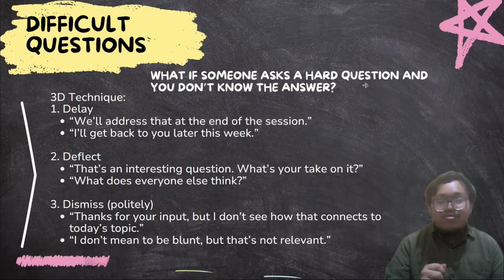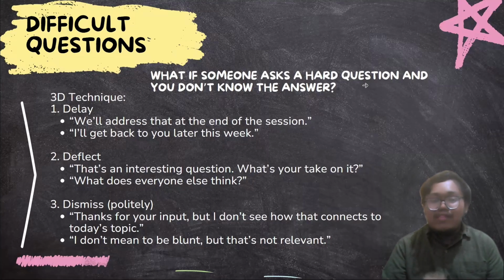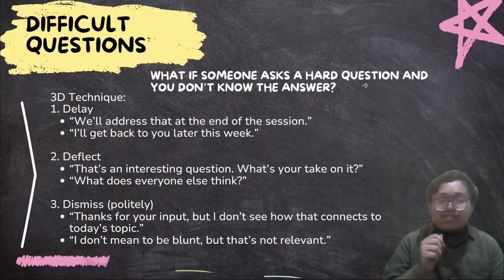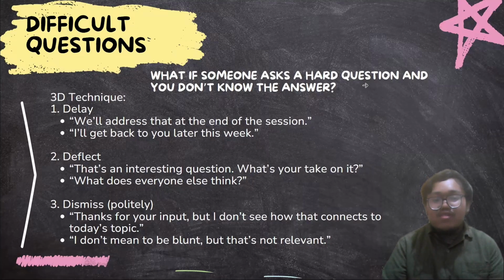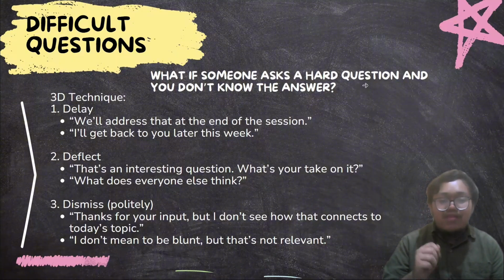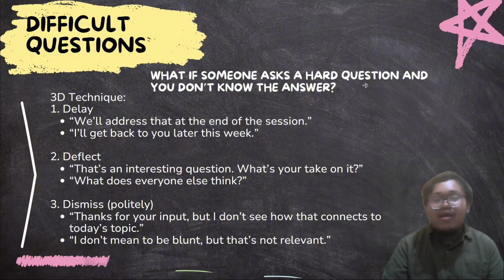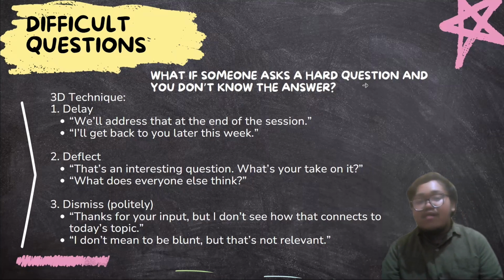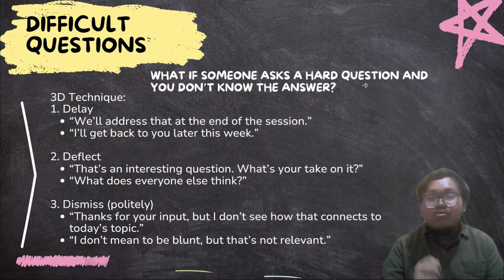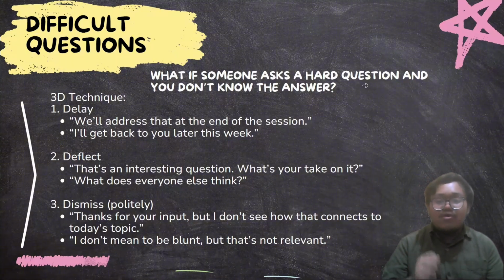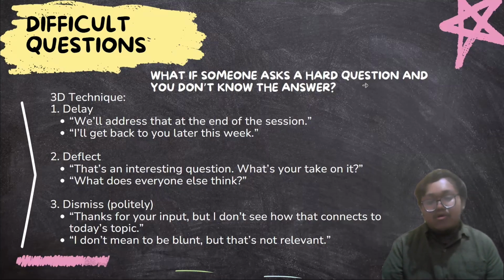Next, what if someone asks a hard question and you don't know the answer? Use the 3D technique. The first one is delay. You can use "we'll address that at the end of the session," or "I'll get back to you later this week." The second one is deflect. You can use "that's an interesting question. What's your take on it?" or "what does everyone else think?" And the third one is dismiss politely. You can use "thanks for your input, but I don't see how that connects to today's topic," or "I don't mean to be blunt, but that's not relevant."